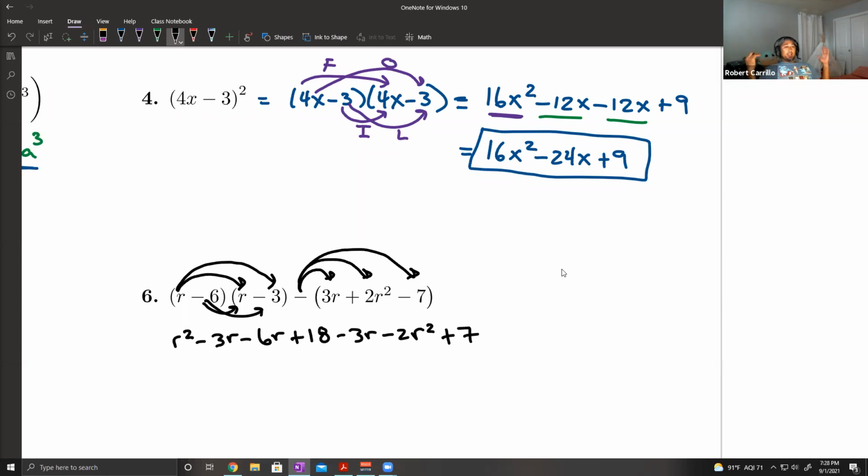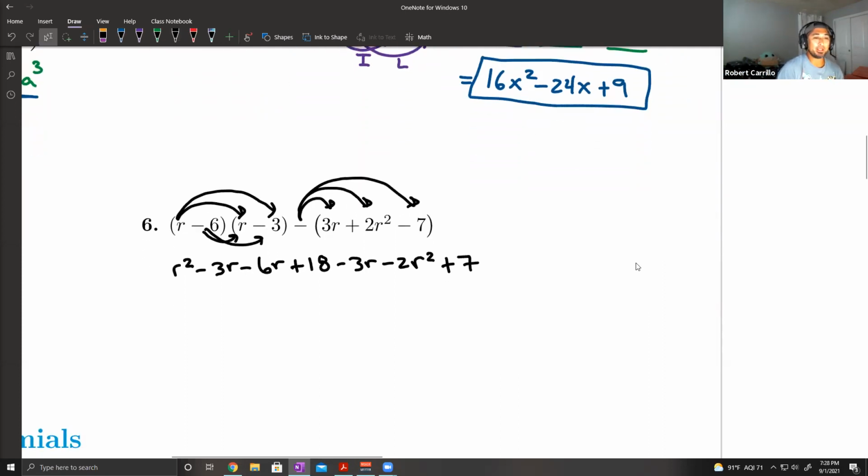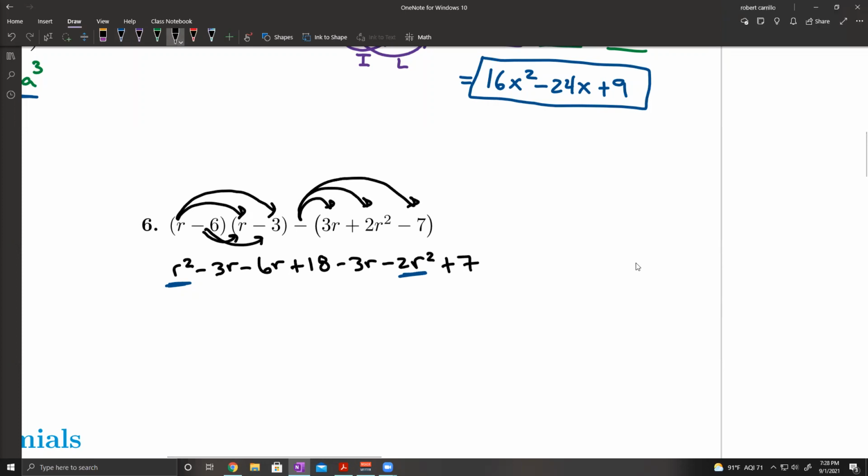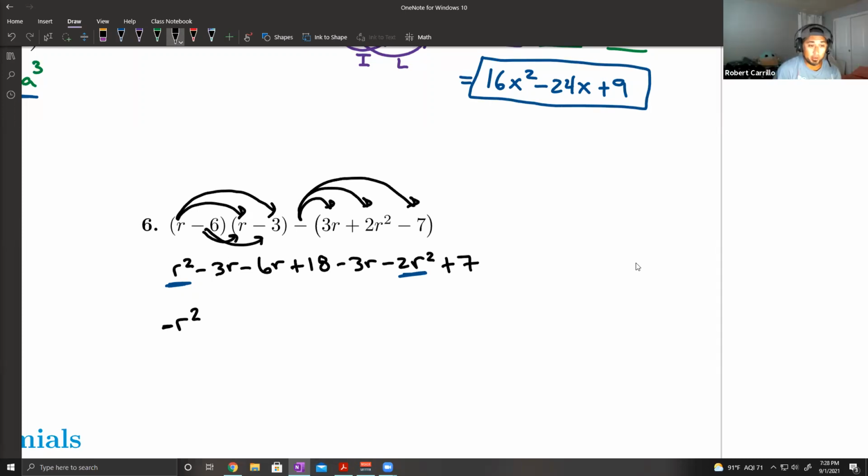Okay. Now, everything is distributed out, and let's go ahead and combine like terms, starting with the highest power first. And we see we have an r squared here and an r squared there. What is 1r squared minus 2r squared going to give me? Negative r squared. Because you have to think about it. It's 1 minus 2. So it becomes negative r squared.